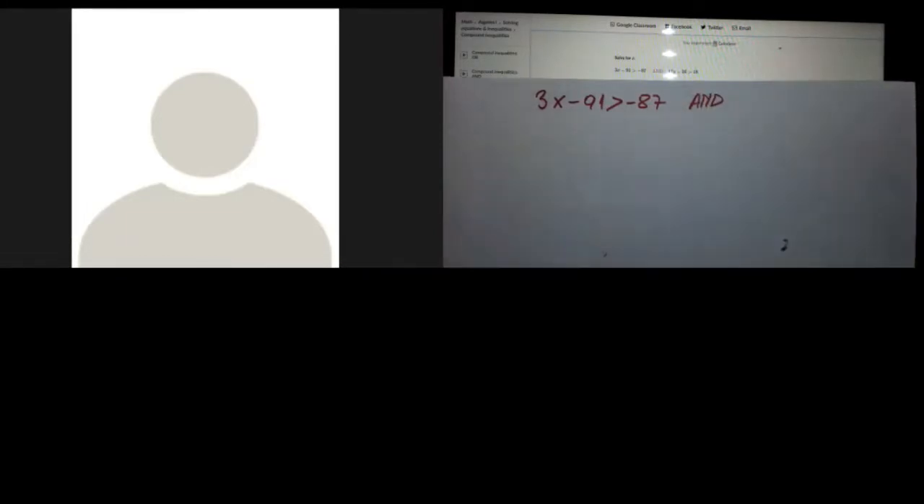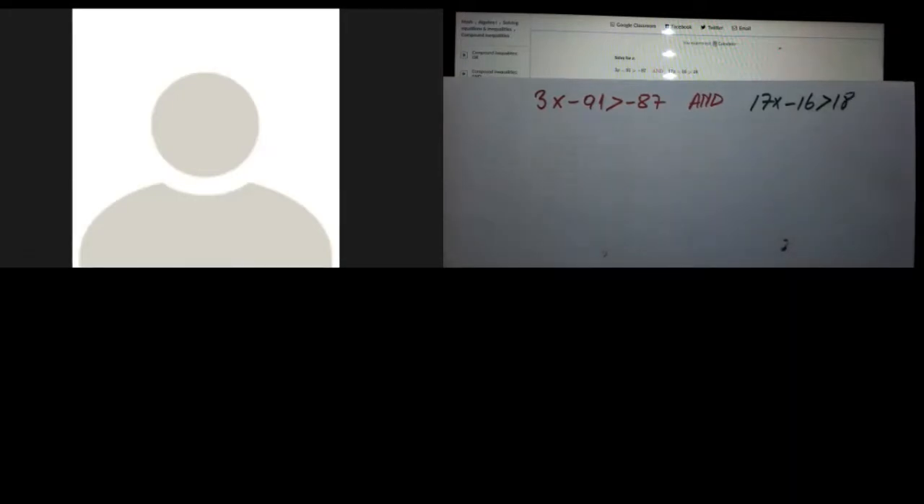So 3x, let's put the light on now. There we go. 3x minus 91 greater than negative 87. See what I mean with the numbers in Khan Academy? They go big sometimes. So have a calculator that you can use. And let's do a 17x minus 16 greater than 18. There we go. So let's start solving with this.